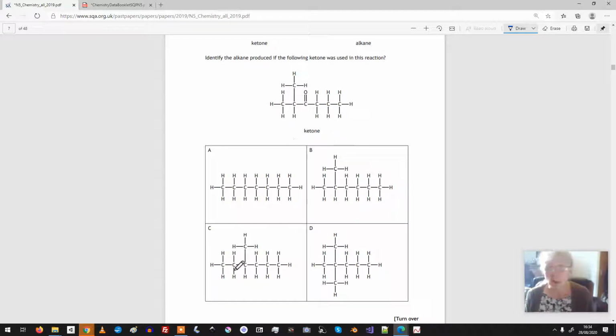The only one you might get confused by is this one, but if you look carefully you'll see two carbons on this side where there's only one carbon on that side, so it's this one. It's a sort of a little spot the difference puzzle for you, and the answer is B.